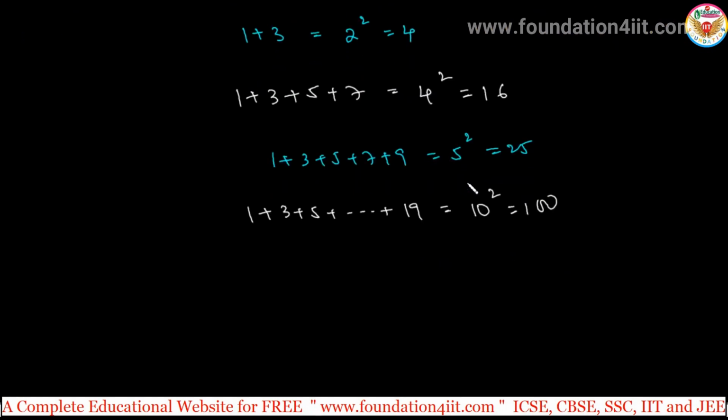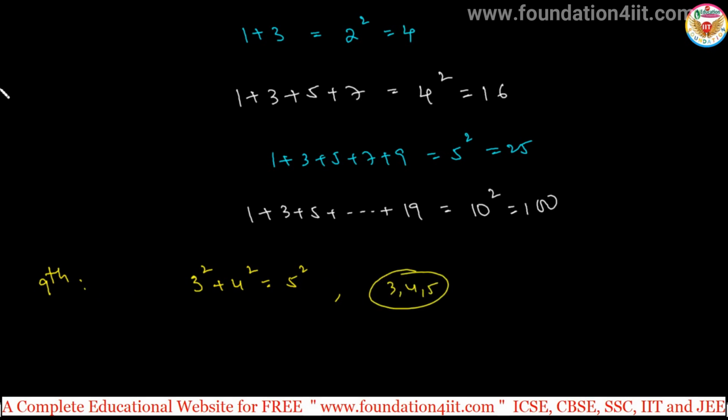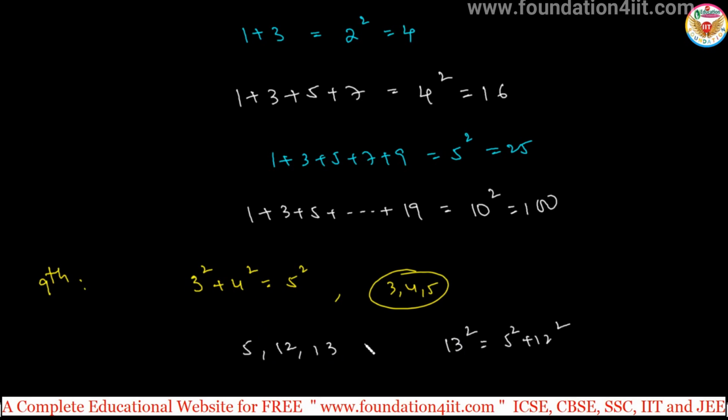We will apply that. And one more, the ninth property, is the Pythagorean triplet. That is 3 square plus 4 square is equal to 5 square. If the squares of two natural numbers add up to a perfect square, then we can call it a Pythagorean triplet. So 3, 4, 5 are a Pythagorean triplet. Same, for example, 5, 12, 13. The square of the bigger number, 13 square, is equal to 5 square plus 12 square. So 5, 12, 13 we can call a Pythagorean triplet.